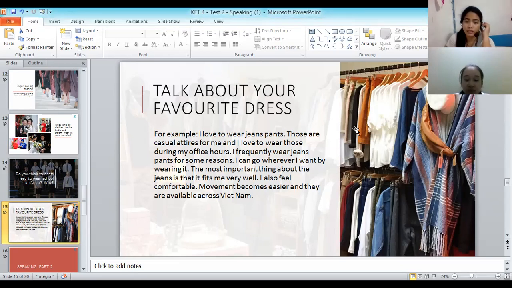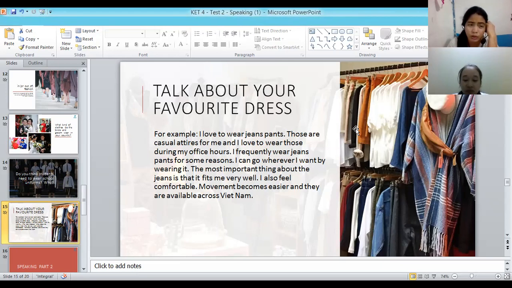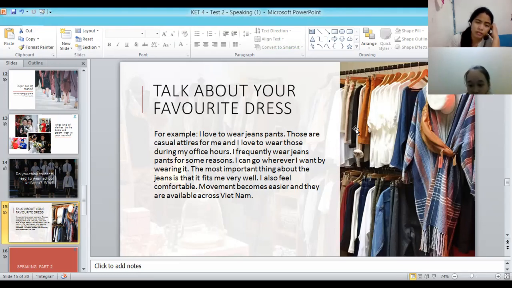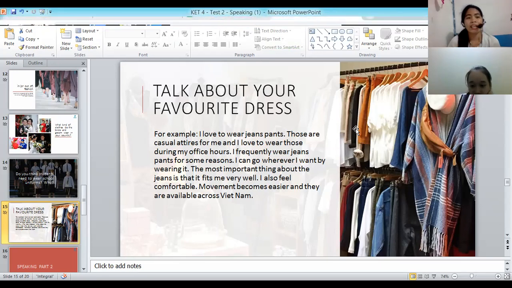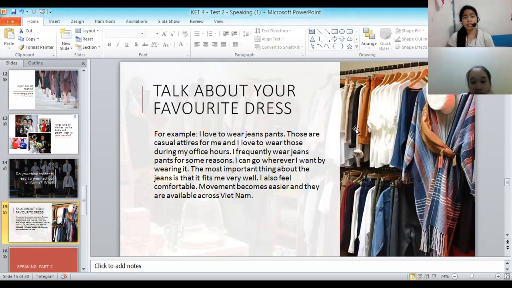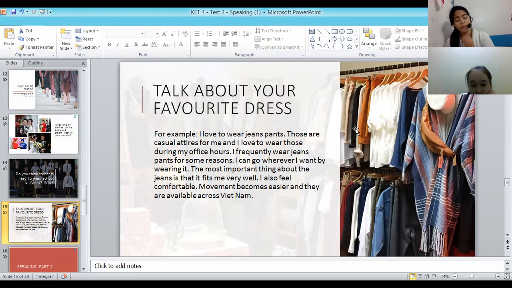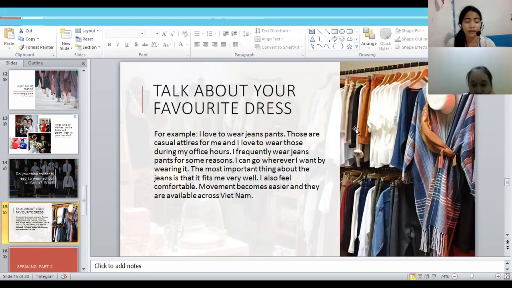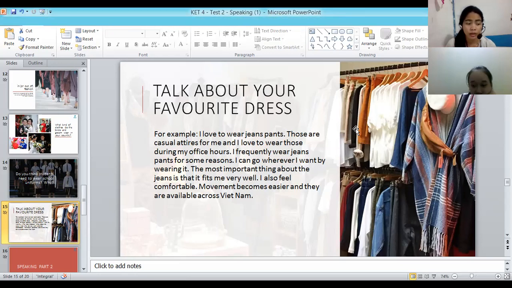Okay, I love to wear jeans. Those are casual attire for me, and I love to wear those during my office hours. I frequently wear jeans for some reason. I can go wherever I want by wearing it. The most important thing about the jeans is that it fits me very well. I also feel comfortable. Movement becomes easier and they are available across Vietnam. So there are different kinds of people, right? So there are also different kinds of favorite dress. Some always like to wear jeans. Others always wear casual clothes, right? As long as they are very comfortable with that dress, they wear it. Okay.